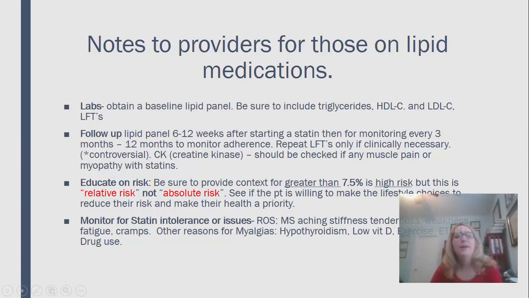Notes to providers on lipid medications. Labs: you want to obtain some baseline labs or lipid panels. Be sure to include triglycerides, HDL-C, LDL-C, and LFTs. Follow-up lipid panel in 6 to 12 weeks after starting statins, then for monitoring every 3 months to 12 months to monitor adherence. Repeat LFTs only if clinically necessary. Now this is controversial. We'll talk about that a little bit more in a minute.